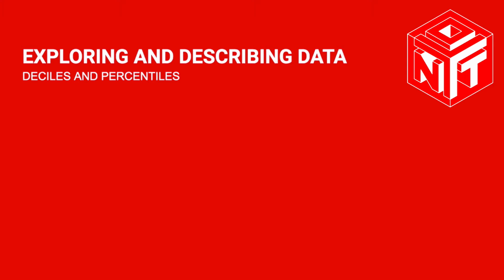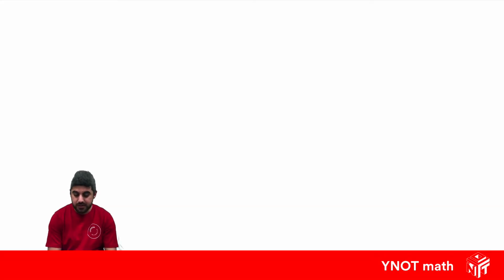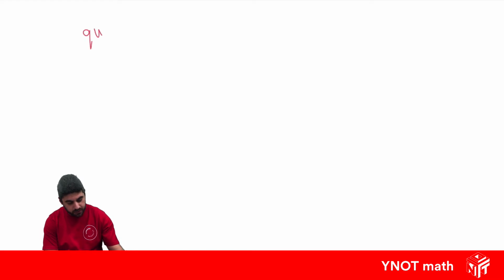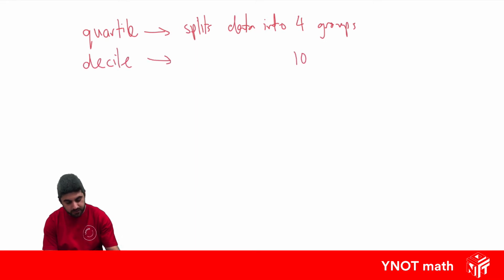Deciles and percentiles. So deciles and percentiles are very similar to quartiles in terms of their ways of splitting up the data. Hopefully you can recall that a quartile splits the data into 4 groups. A decile is going to split it into 10 groups. Think deca, meaning 10. And a percentile, probably going to guess this one, that's going to split it up into 100 groups.